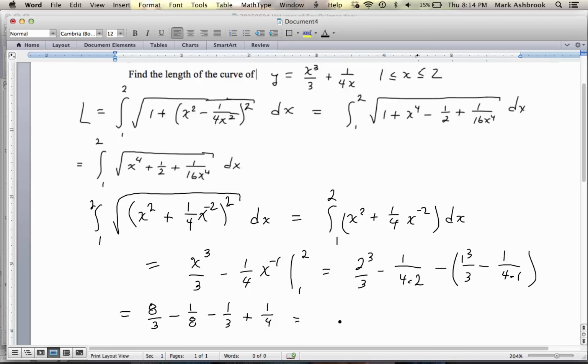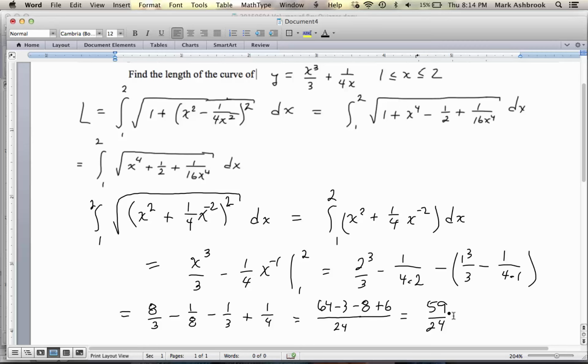Common denominator 24. So we have 64, so 8/64 minus 3 minus 8 plus 6, which is 70 minus 11, 59/24. Is the length of this curve, starting at x equals 1, ending at x equals 2, 59/24.